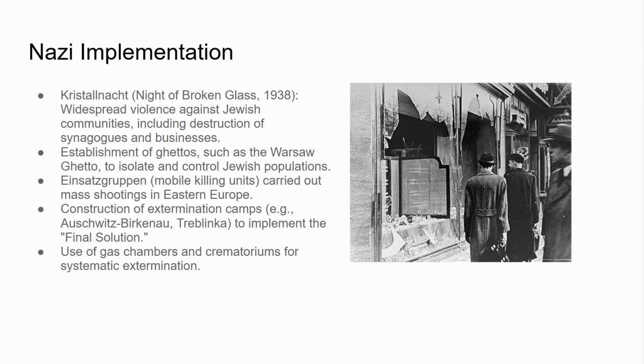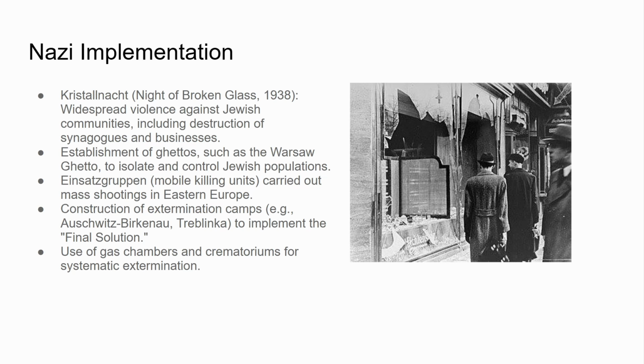This gave Hitler the lift in his ego that he needed to know that the German people were going to be with him through his entire campaign of world domination. Other examples of Nazi implementation were the establishment of ghettos, such as Warsaw Ghetto, to isolate and control the Jewish population. Mobile killing units also were made to carry out mass shootings in Eastern Europe. This was made for any Jews, or again undesirables, that left those camps or the ghettos. They were just immediately killed, no questions asked.